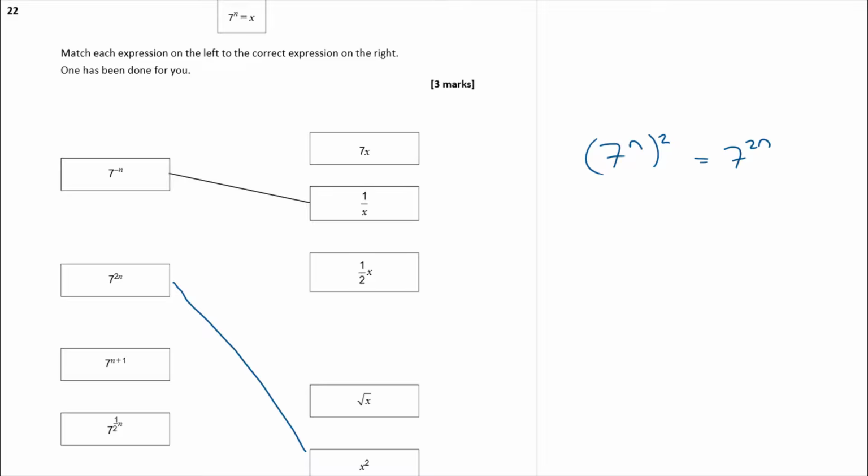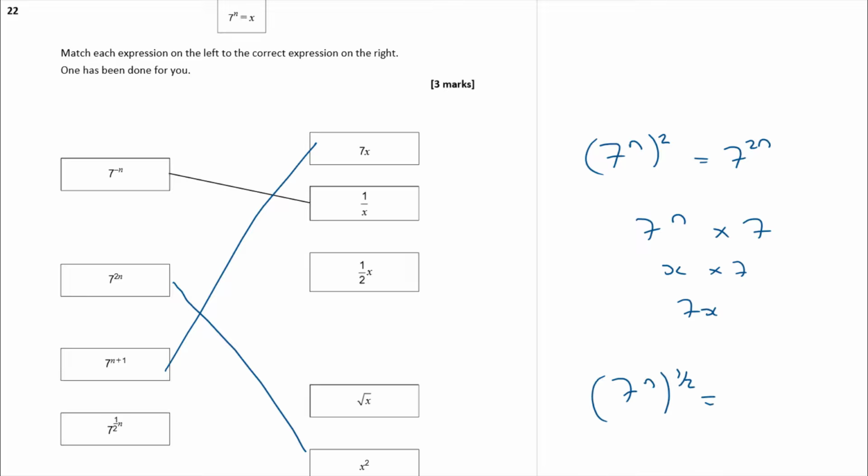7 to the n plus 1. Well, I'd have to take 7 to the n and times it by 7 then. And that's x. So that's going to give me 7x. So that one needs to go with 7x. And then finally 7 to the half n. That's going to be 7 to the n to the power of a half. In other words, it's going to be x to the power of half, which is the root of x. So that one is going to go with the root of x.